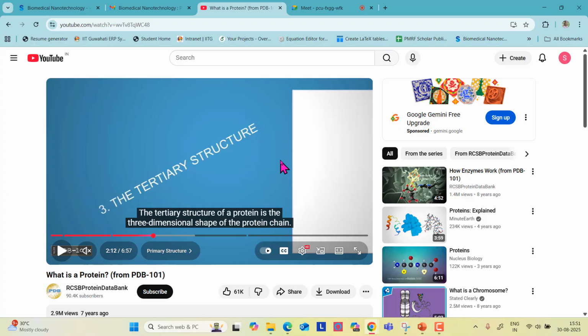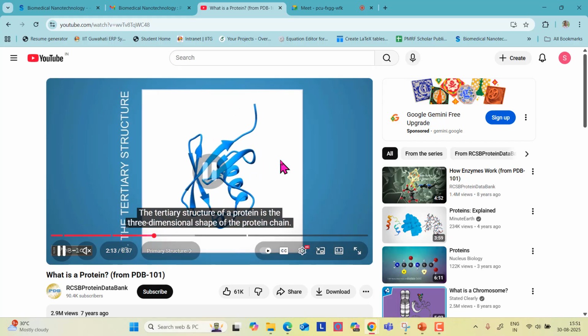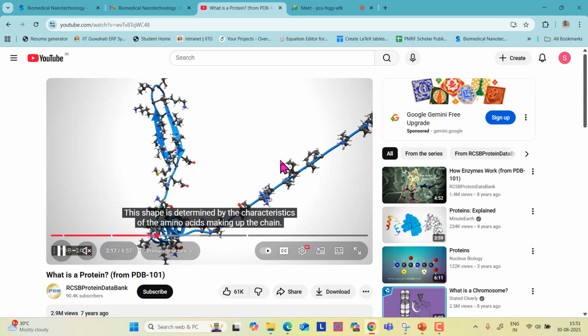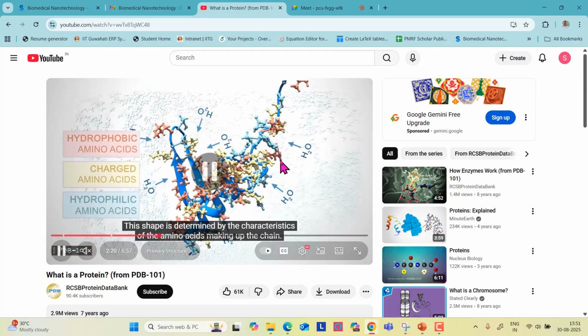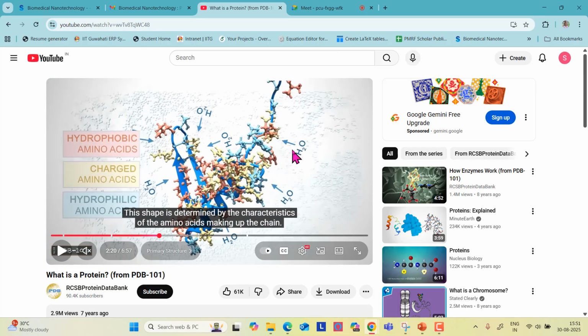So next comes the tertiary structure. So tertiary structure of a protein is the three-dimensional shape. From the name itself, you can understand. Primary means the basic linear structure. The secondary was 2D shape structures. Tertiary means the 3D structure of the protein chain. Right? So everywhere the material is the same. There are charged amino acids, hydrophobic amino acids, hydrophilic amino acids, like that.